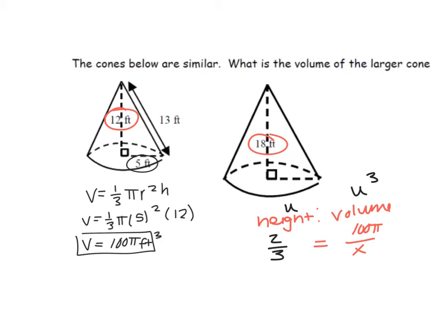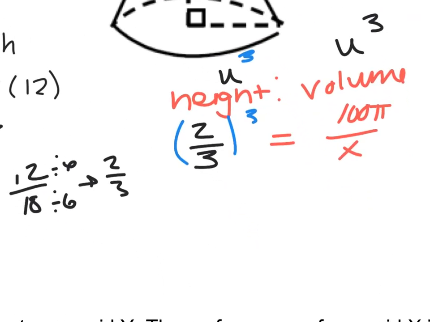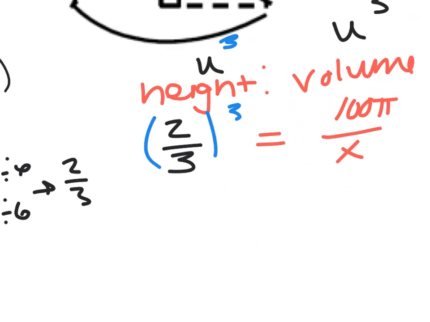And the reason why I can reduce it is because 12 over 18 reduces to 2/3. Divide by a 6, divide by a 6. And now I want to make sure I'm on the same page. So I'm going to cube my units. So when I cube it, I get 2 cubed, which is 8. 3 cubed, which is 27.